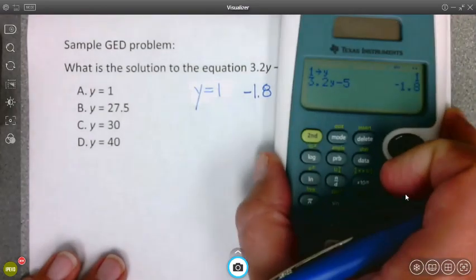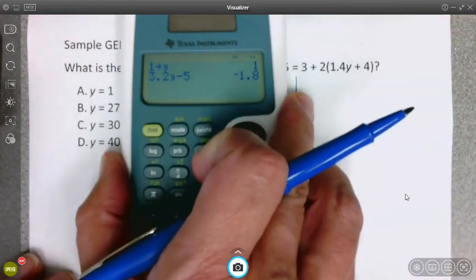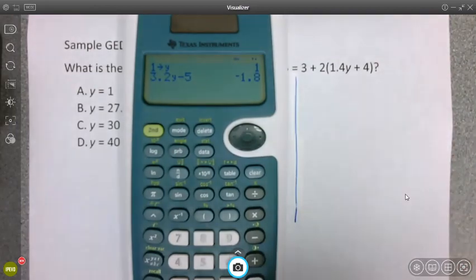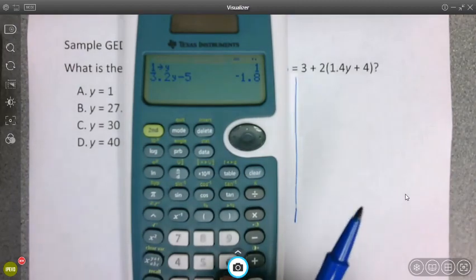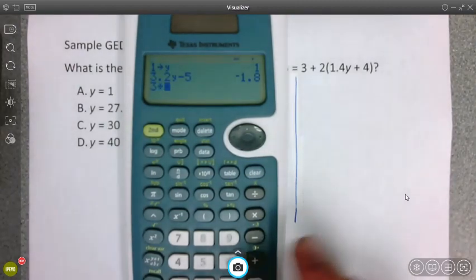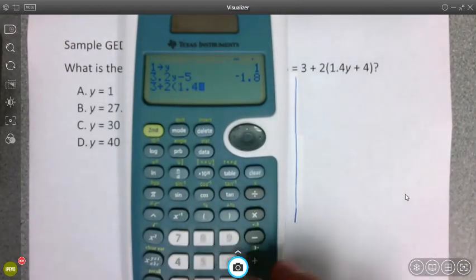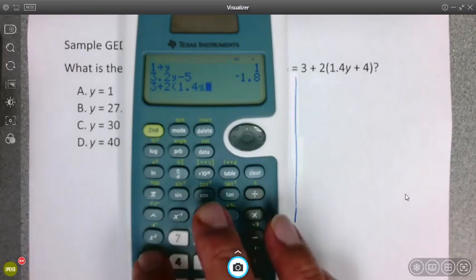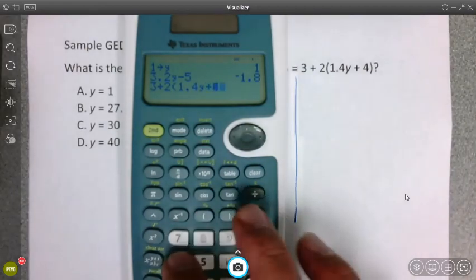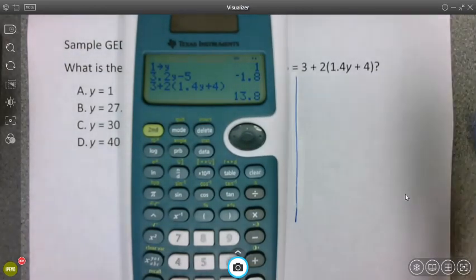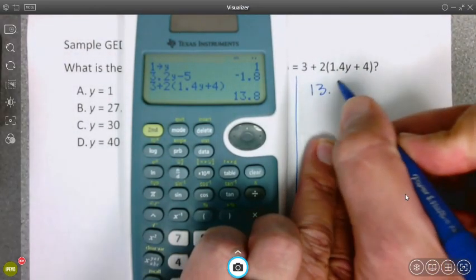Now you can guess what I'm going to do next. I'm going to go ahead and do the same thing for the right-hand side of the equation. I'm going to type this into the calculator and see what the value of that right-hand side is equal to when y equals 1. So I'm going to do it fairly quickly. 3 plus 2 parentheses, I'm typing it just like it appears on the page, 1 4/10. Then I go to the variable button, I type it in until I get a y, plus 4, close the parentheses. I now have the right hand side of the equation entered in. I hit enter, I get a value of 13 8/10.